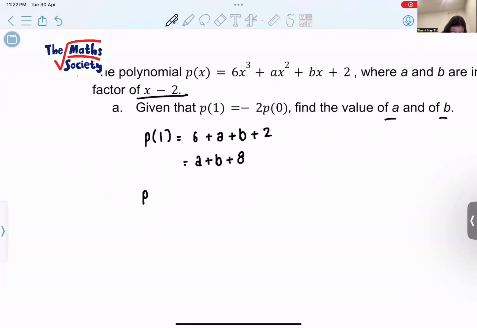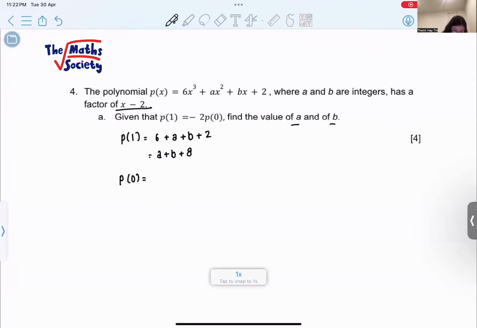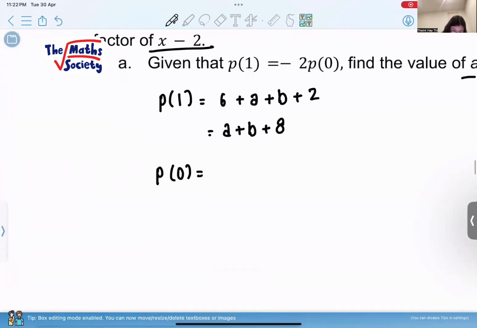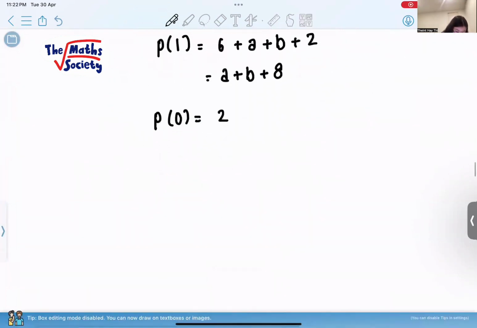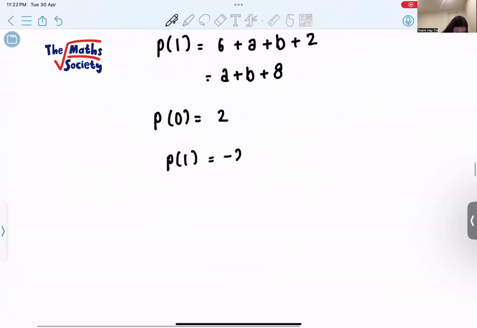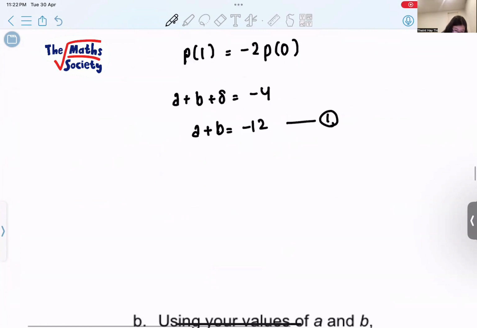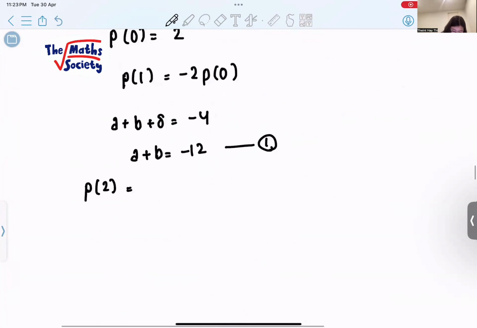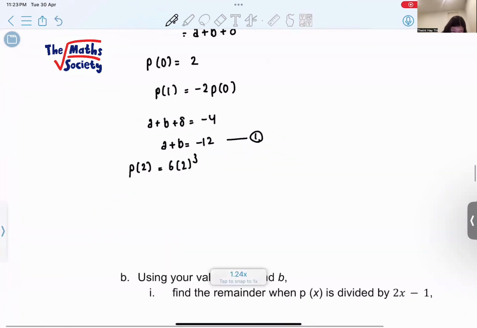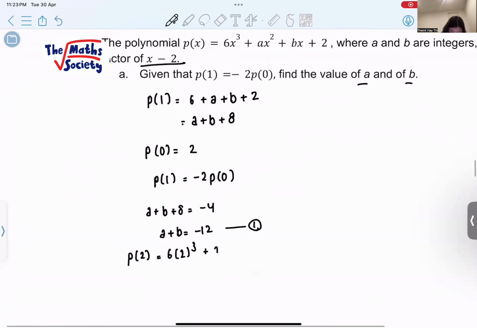And they say p of 0 is equal to 2, right? So p of 1 is going to equal minus 2 p of 0. So then a plus b plus 8 is going to equal minus 4, which will get a plus b equals minus 12, and that's your first equation. And then you have p of 2. It should be multiplied with 6 times 2 cubed, plus a times 2 squared, which is 4a actually.